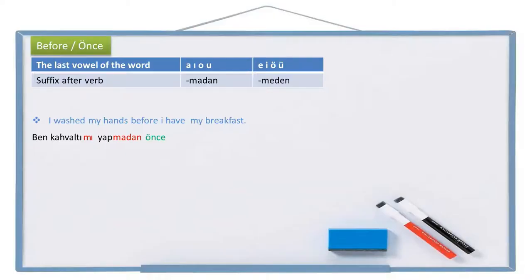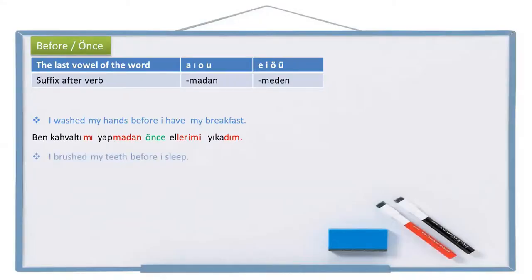Let's continue. Washed my hands. My hands. Hand is el. And the plural suffix, eller, hands. My hands, ellerim. Again, it is not any hands. These are my hands. These particular hands I washed. So I need to add the accusative suffix. Ellerimi, wash, yıka, washed, yıkadı. I washed, yıkadım. I washed my hands before I have my breakfast. Ben kahvaltımı yapmadan önce ellerimi yıkadım.